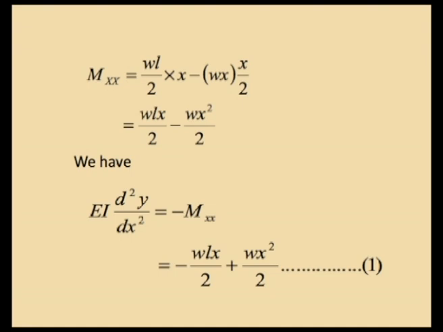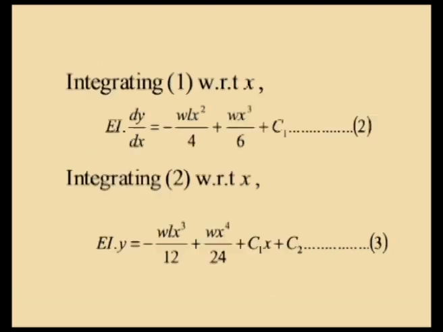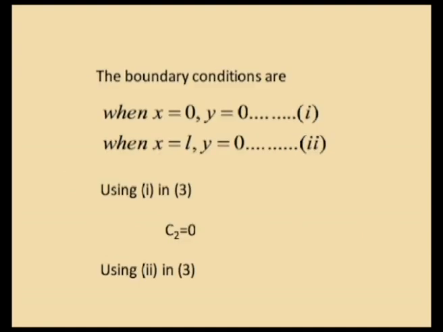Then E I d squared y by dx squared equal to minus M x x. So, minus W L x by 2 minus W x squared by 2, operating the minus sign inside, you will have minus W L x by 2 plus W x squared by 2, that is equation 1. Integrating 1 with respect to x, we get E I dy by dx equal to minus W L x squared by 4 plus W x cube by 6 plus C 1. Then integrating 2 with respect to x, we get E I y equal to minus W L x cube by 12 plus W x power 4 by 24 plus C 1 x plus C 2.